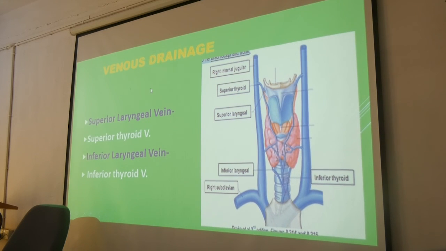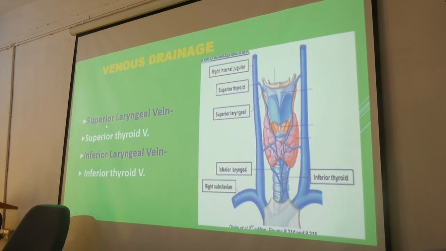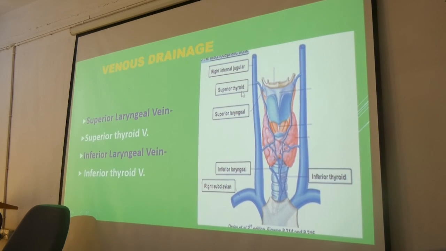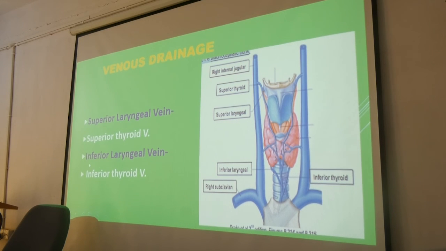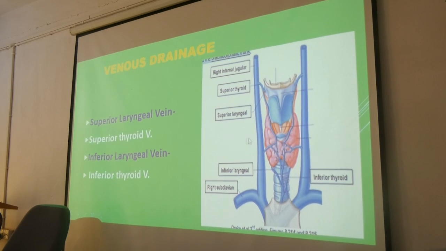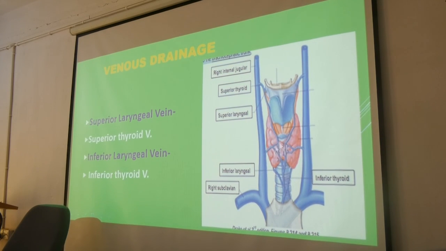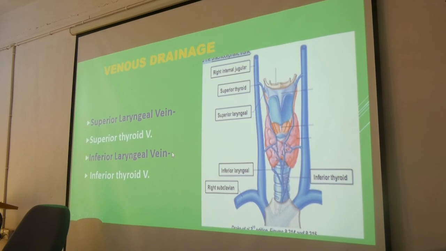Okay, then next is the venous drainage. So superior laryngeal vein, again from the superior thyroid vein, and inferior laryngeal vein from the inferior thyroid.